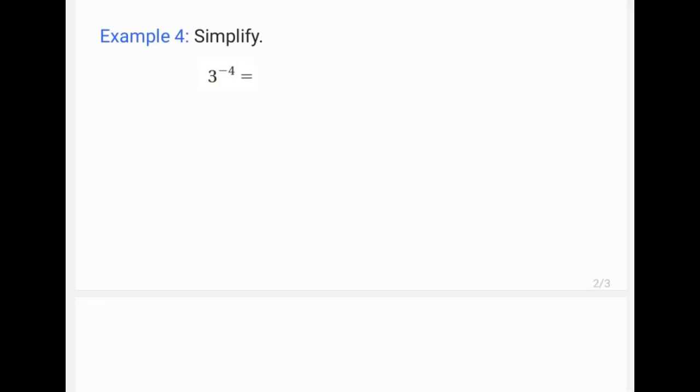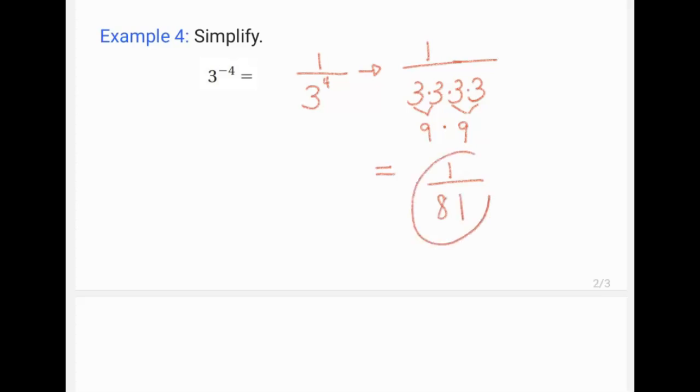Let's look at example 4. We're going to go ahead and simplify this. It is 3 to the negative 4th power. We don't want a negative 4 on the exponent, so we're going to go ahead and change that into a positive 4 by creating a reciprocal on that 3 to the power of positive 4. And if we simplify that, that will become 1 over 3 times 3 times 3 times 3, which then gives us 9 times 9. And so our final answer becomes 1 over 81.